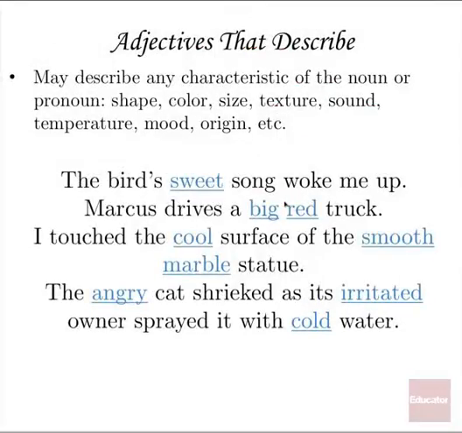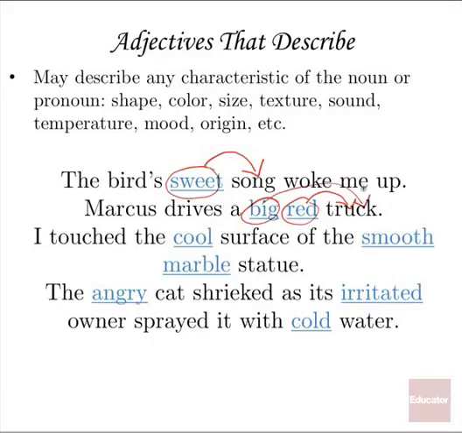All right, let's start with adjectives that describe. An adjective that describes may describe any characteristic of the noun or pronoun that it's talking about. It may talk about shape or color, size, texture, sound, temperature, mood, where it comes from, anything. Let's look at some examples. The bird's sweet song woke me up. In this case, sweet is the adjective, and it's describing song, which is a noun. It's describing the sound of the song. It had a very sweet sound. You can tell it's an adjective because it comes directly before a noun, song, and because it describes an aspect of it. All right. Marcus drives a big red truck.